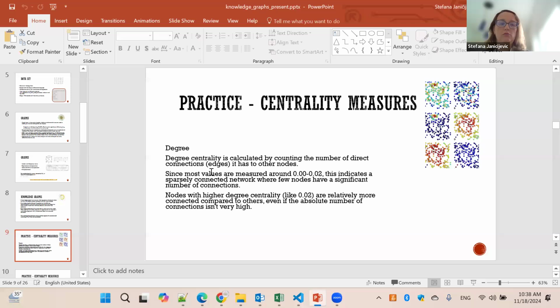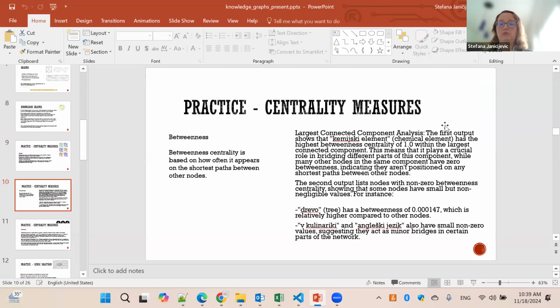Further is, yeah, to see our conclusion about centrality measures. Most values are measured around 0 to 0.02, which indicates a sparsely connected network where few nodes have a significant number of connections. Nodes with higher degree centrality are relatively more connected compared to others, even if the absolute number of connections isn't very high.